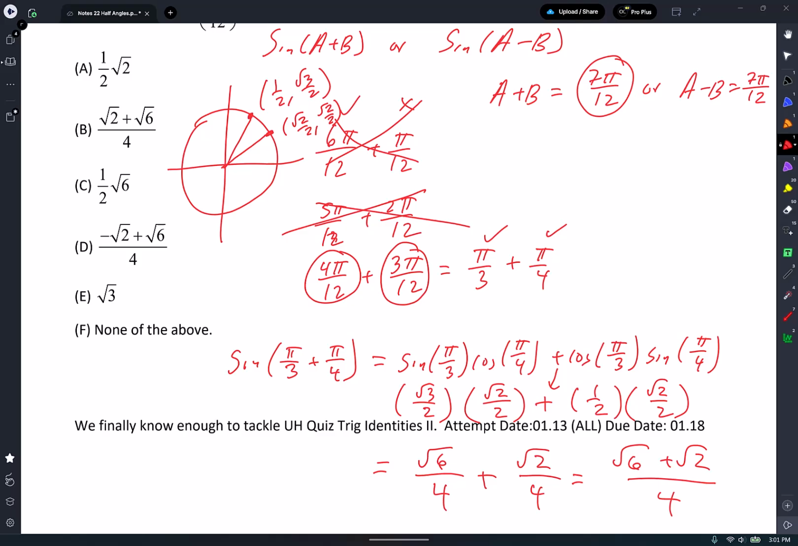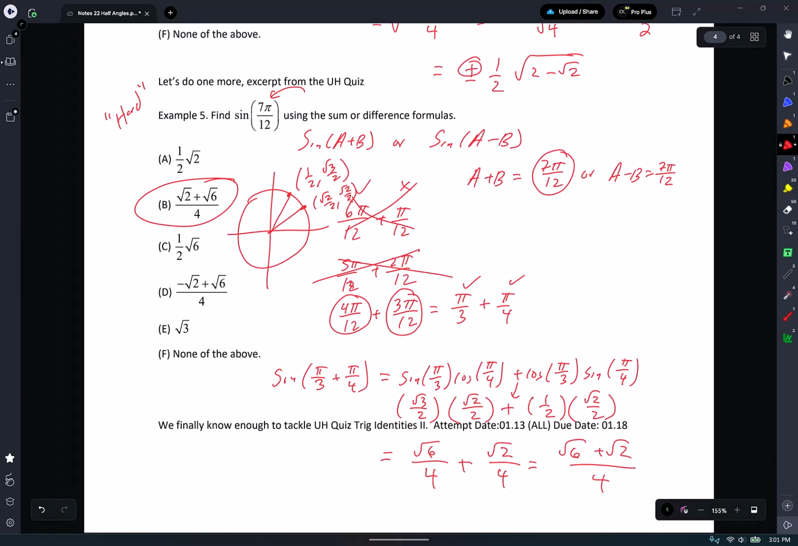They have it in there. They just have it reversed. But a plus b is the same thing as b plus a. So it is letter B. Do you see how we did it, guys? That's about as hard as it gets for UH. Right now, you just have practice.